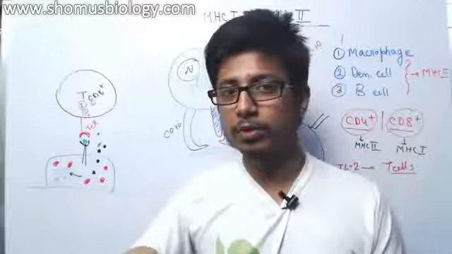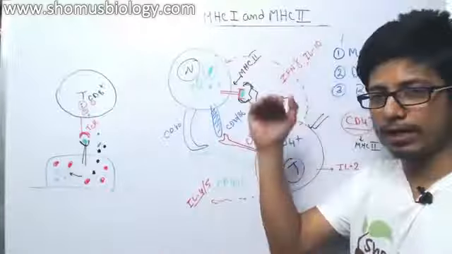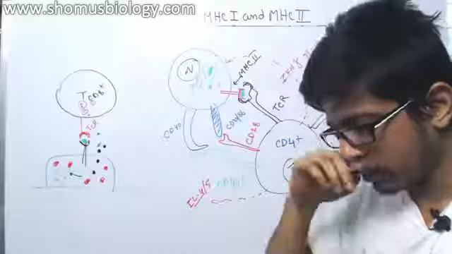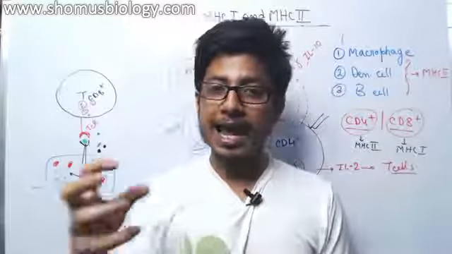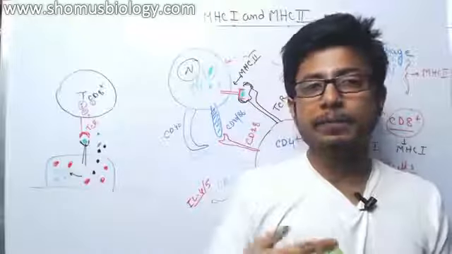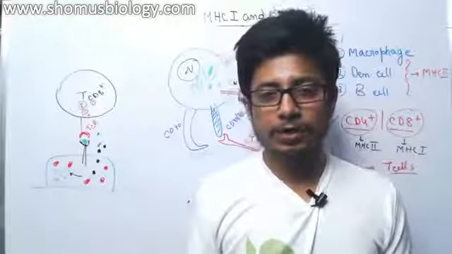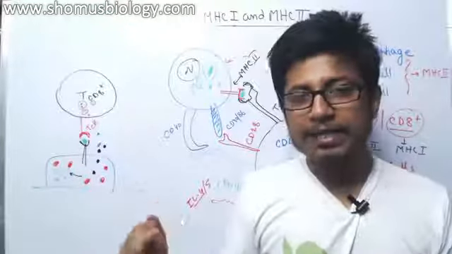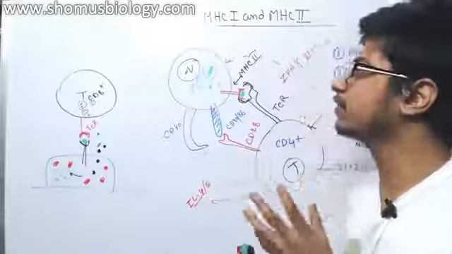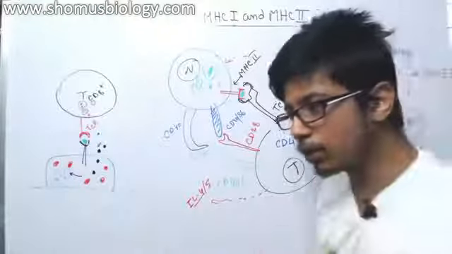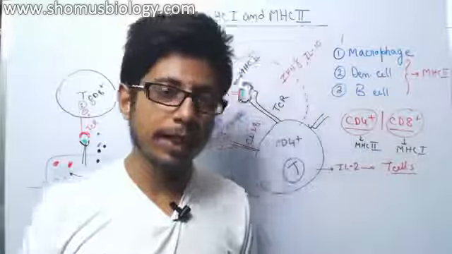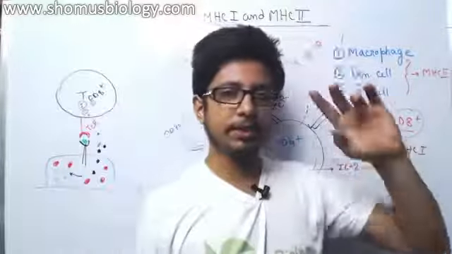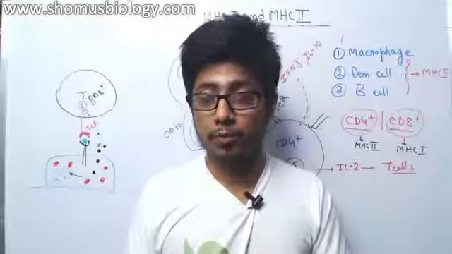Now in this video I want to talk about MHC1 and MHC2, because with the help of these two different surface receptors, antigen presenting cells can present antigen. Okay, so what are those things? MHC1 and MHC2 are glycoproteins that are found on the surface of eukaryotic cells with a nucleus. There are two types, MHC1 and MHC2.